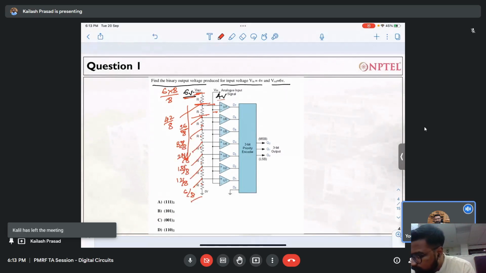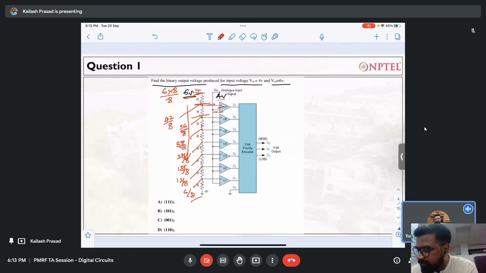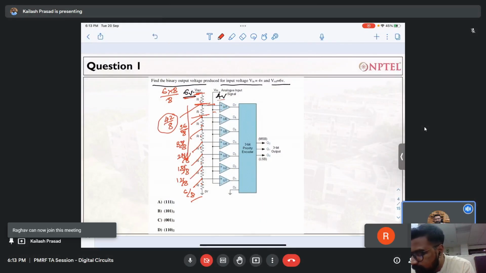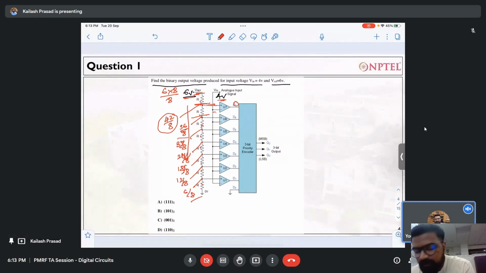What we have to do now is compare this voltage with the other voltages, the positive and the negative one. So we will just compare. See, 42 by 8: 8 fives are 40, so it is greater than 4 volt. Whatever voltage you get over here will be greater than 4 volts, so this will give 0. 36 by 8: 8 fours are 32, again greater than 4 volts, right? So this is 0. 30 by 8: 8 fours are 32, right?